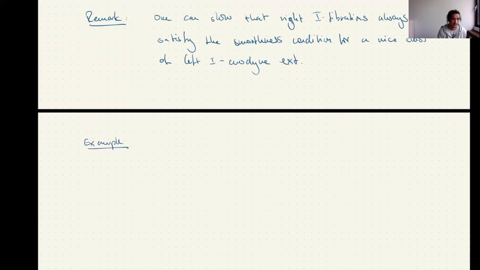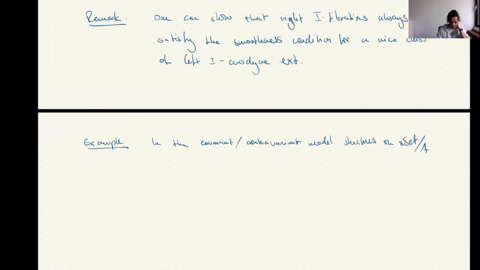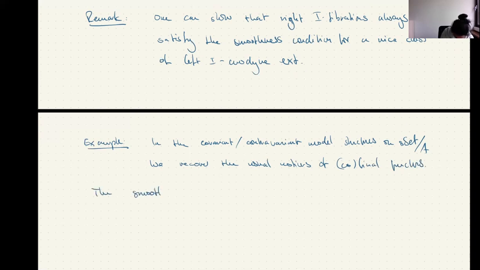The example is the following. Say in this covariant, contravariant model structures on these slice simplicial categories, so including over the point, then we recover the usual notions of final and cofinal functors, and the, say, the smooth maps, well, not the, I want to say right fibrations.